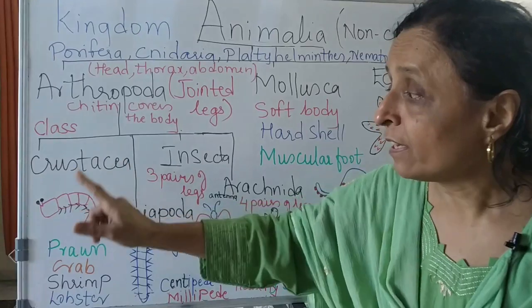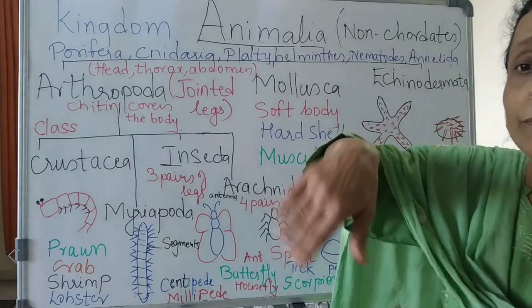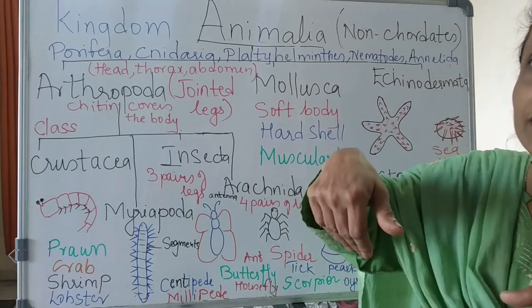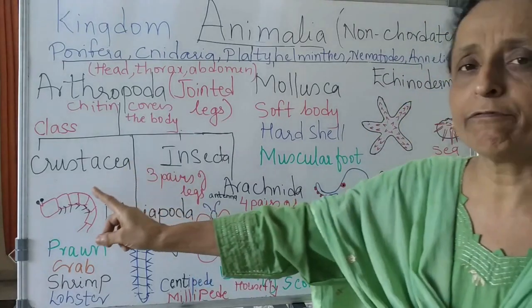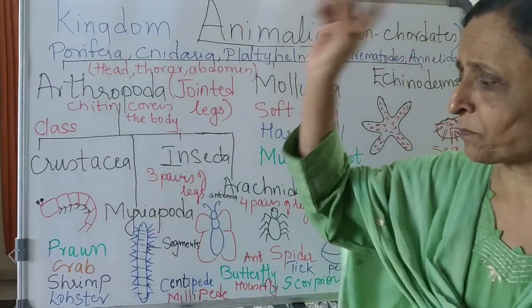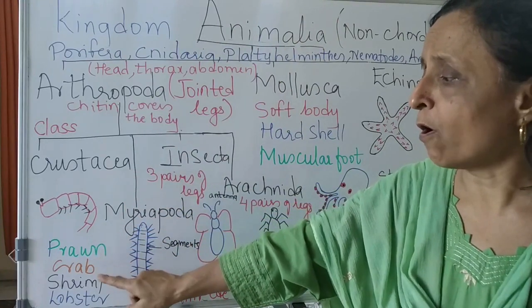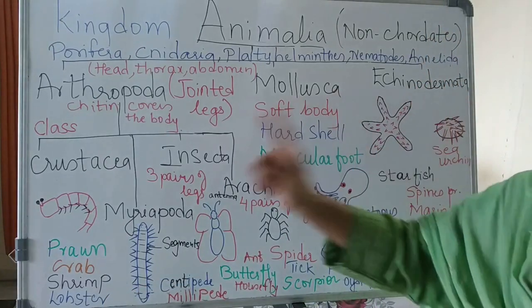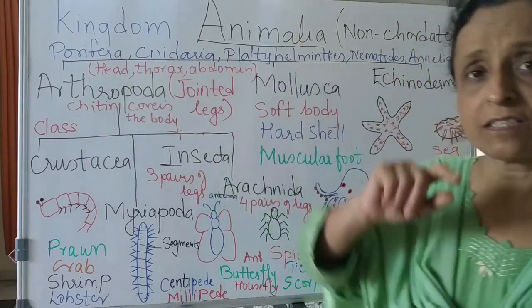Now here, prawn, they have jointed legs. They help in swimming. They are modified to swim in water. The legs are jointed and modified for swimming. So here you can see the examples of prawn, crab, shrimp, lobsters. These are the animals which are included in the class.